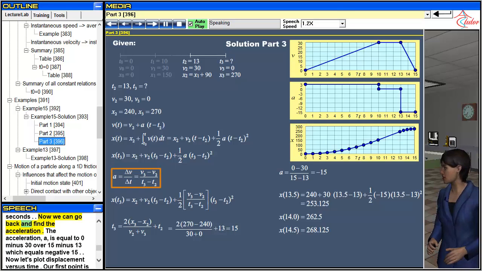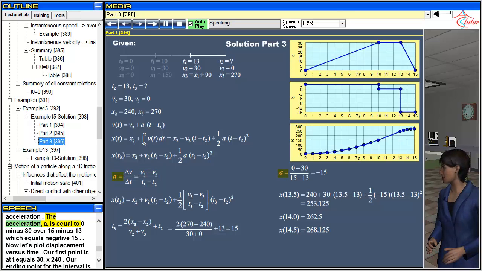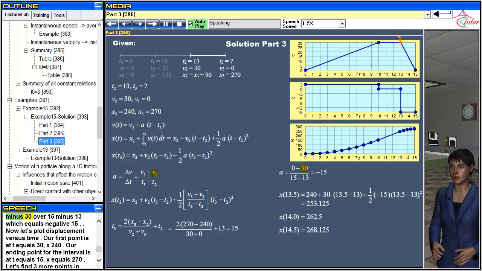Now we can go back and find the acceleration. The acceleration, a, is equal to 0 minus 30 over 15 minus 13, which equals negative 15.